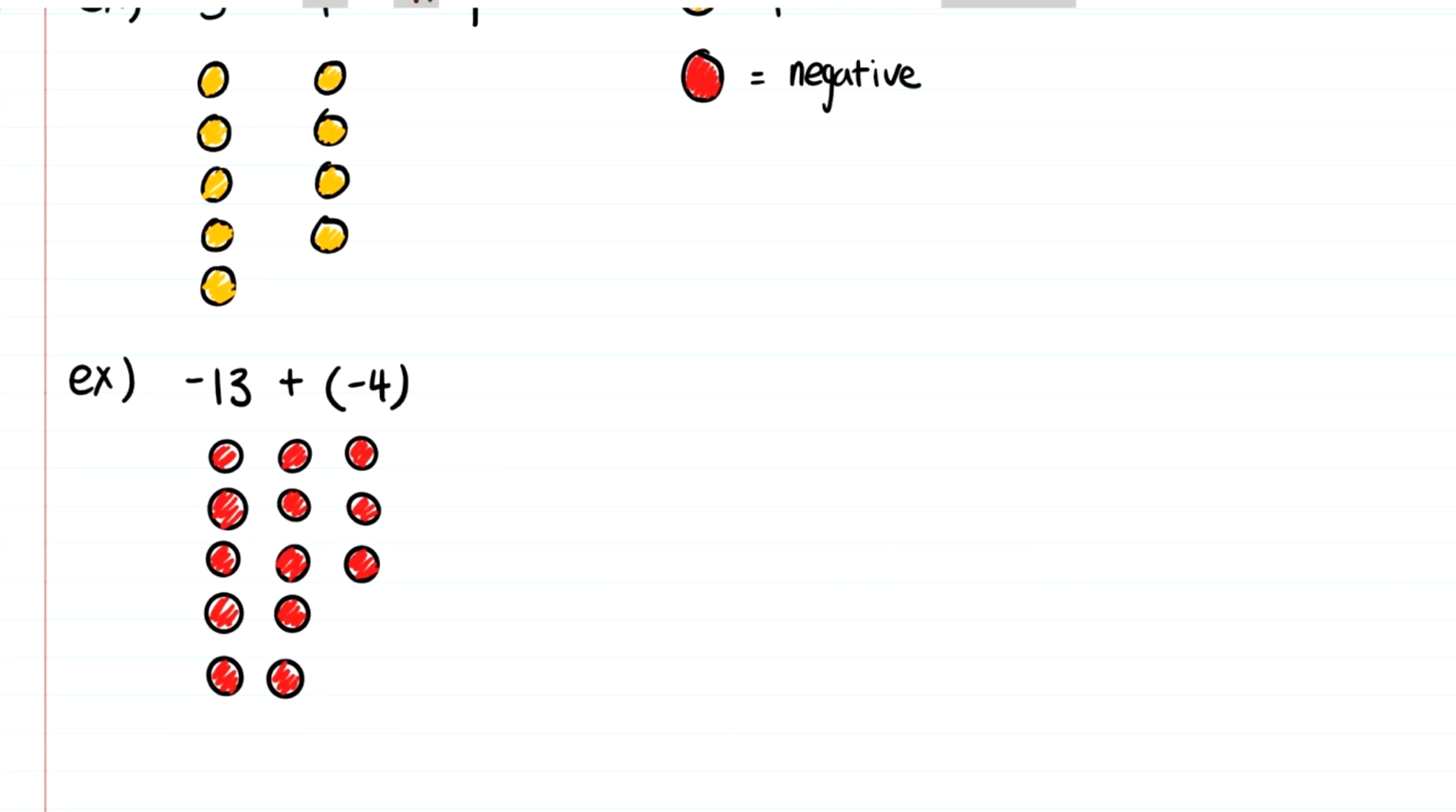Next, we're going to draw 4 more red chips: 1, 2, 3, 4, in red as well. Counting from the start, that will be 13, 14, 15, 16, 17. So the answer is 17, but since the color is red, the answer will be negative 17. That's how you get the answer using the diagram.